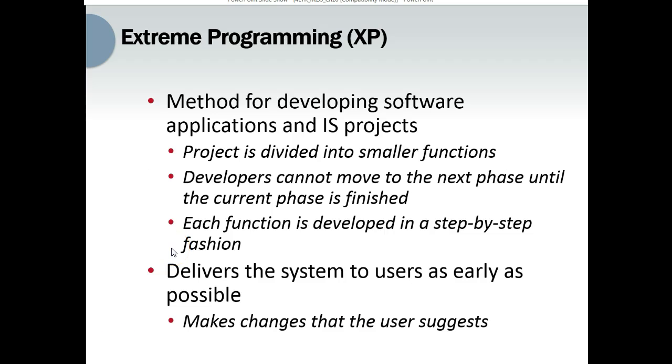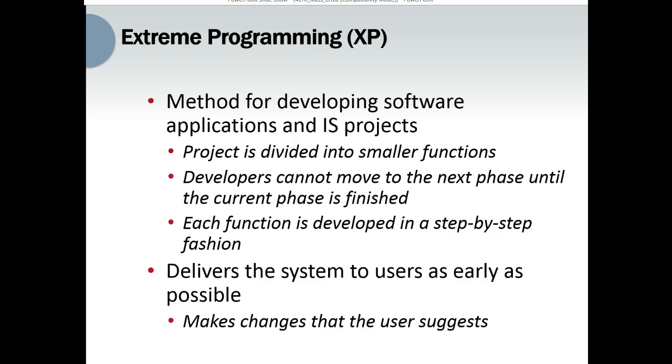Extreme programming is a recent method for developing software applications. XP divides a project into smaller functions, and developers cannot go on to the next phase until the current phase is finished. Analysts write down the features that the proposed system should have, called a story or index card. These cards include the time and effort needed to develop these features, and then the organization decides which features should be implemented and in what order based on the current needs. Each function of the overall project is developed in a step-by-step fashion.